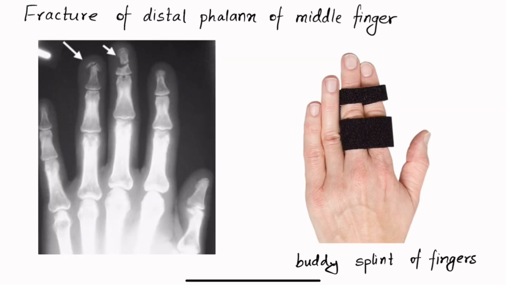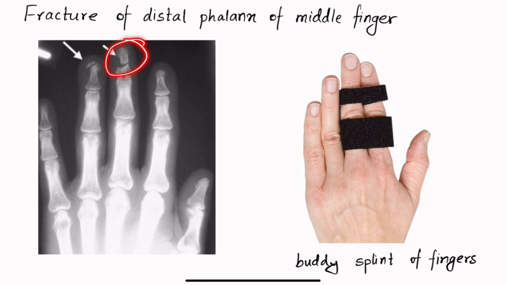Now let's look at the clinical anatomy of phalanges. So here are your 5 fingers as shown by the x-ray. This finger right here is the middle finger. The middle finger contains 1, 2, 3 phalanges. This is the proximal phalanx, this is the distal phalanx, and here's the middle phalanx. As you can see, the distal phalanx of the middle finger is fractured.